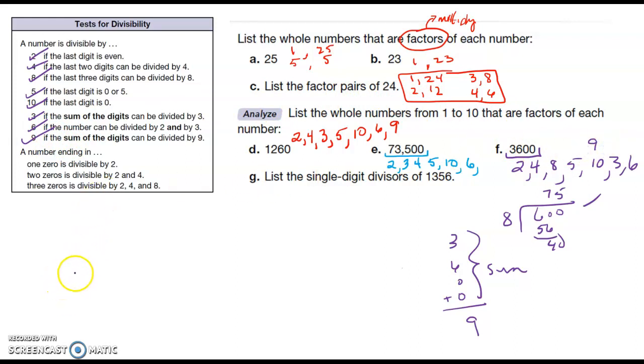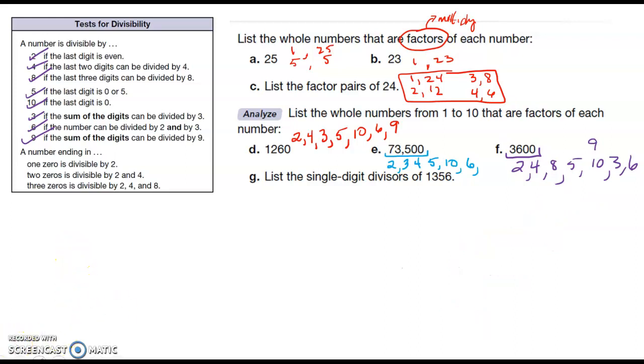Good deal. All right, so last one is going to be G, and then we'll go on to our next problems. Oops, I forgot to erase my check mark, so I'm just going to use a different color. So it says list single-digit divisors. So that's going to be 1, 2, 3, 4, 5, 6, 7, 8, or 9. Because 10 is double digit of 1356. So let's go ahead and use this.